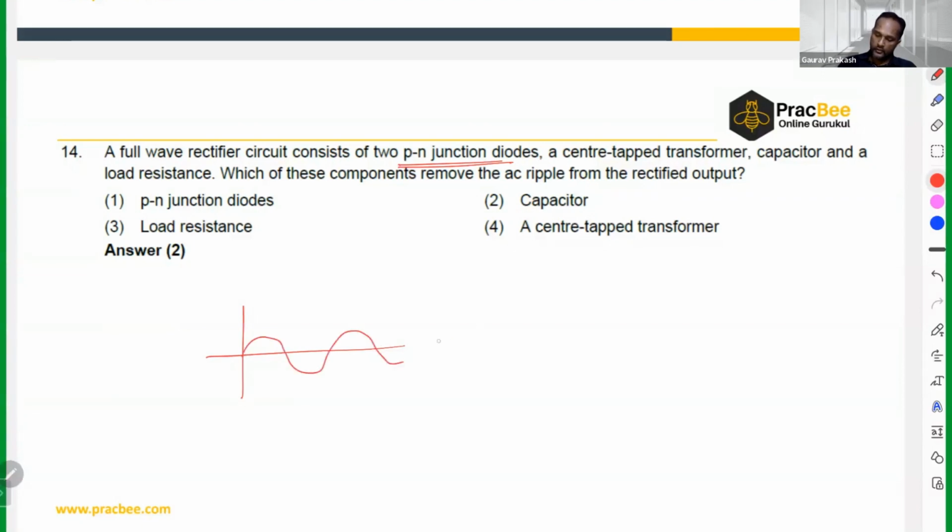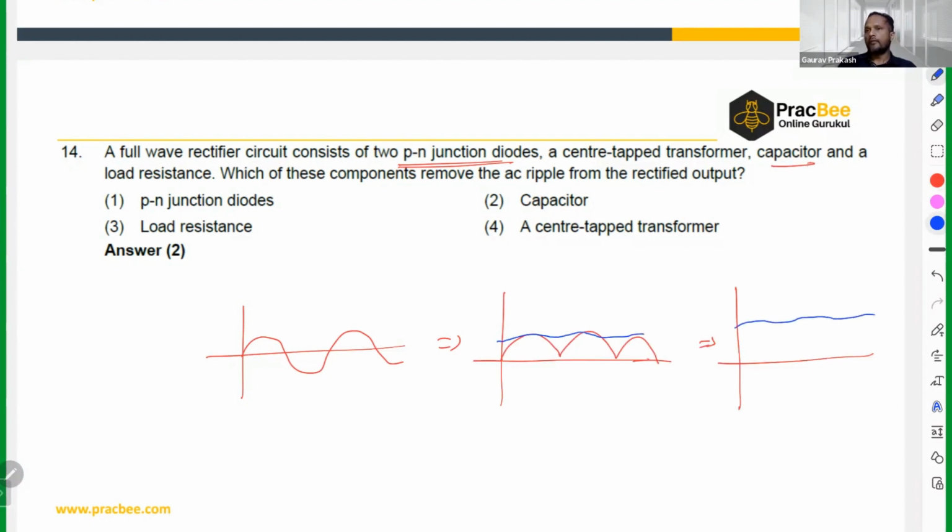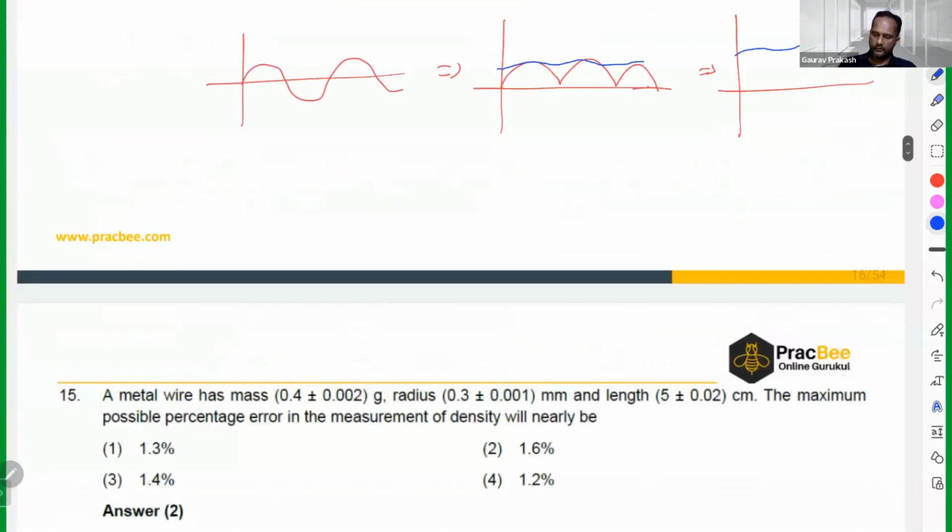So a PN junction will convert this into something like this, and this capacitor smoothens out this. So this capacitor tries to smoothen this fluctuation, and this is nearly like this, and we get a constant DC current. So basically it's the capacitor which is the answer.